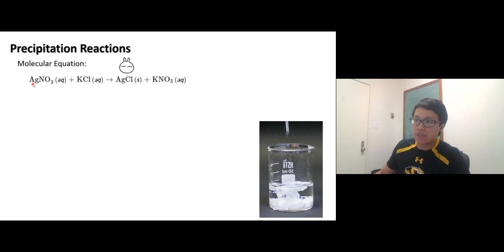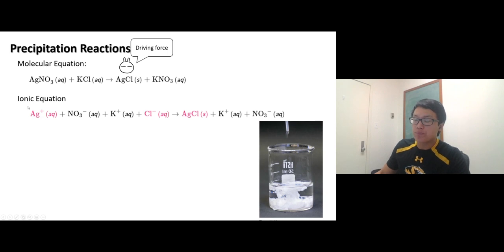So two solutions, we have silver nitrate and potassium chloride, mix them together. A solid product is formed. So we have silver chloride precipitate in our solution right here. Right? And the precipitate is the driving force which makes this reaction happen. All right. We draw the ionic equation, cancel out the spectator ions, and we have the net ionic equation right there.